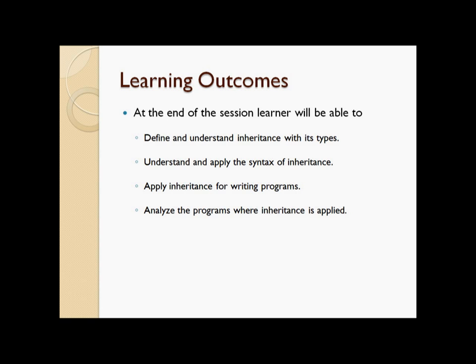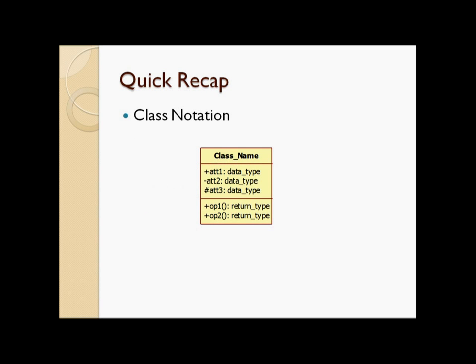So before proceeding, let us have a quick recap of the previous lectures, what we have done. In the previous classes, we discussed various features of object-oriented programming, such as class, data binding, polymorphism, encapsulation, and many more. In order to understand inheritance, you should know the basic notation one can use for representing a class, because class will play a very important role in inheritance. So this is the standard notation of a class.